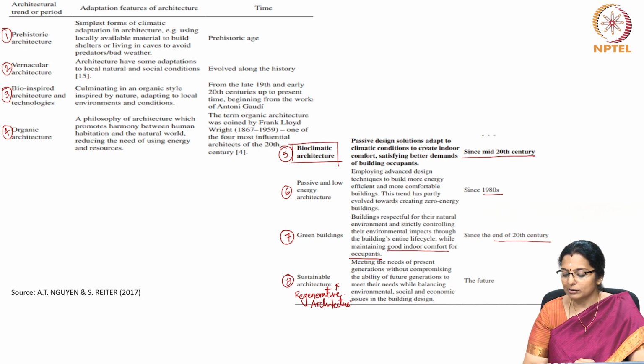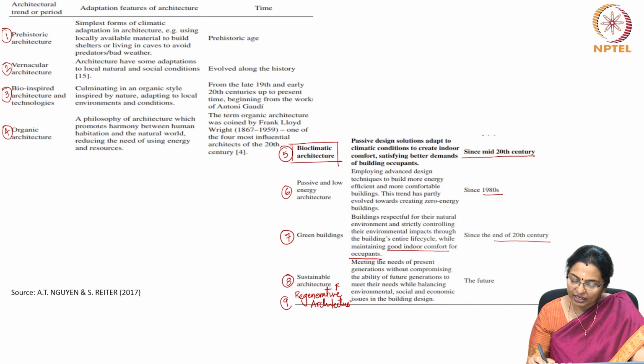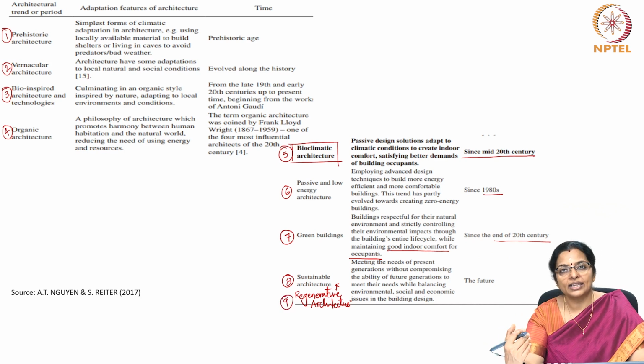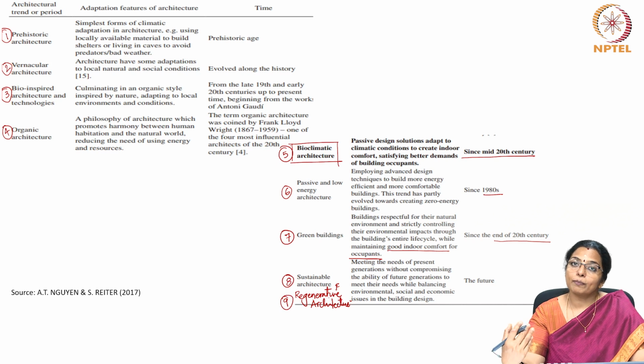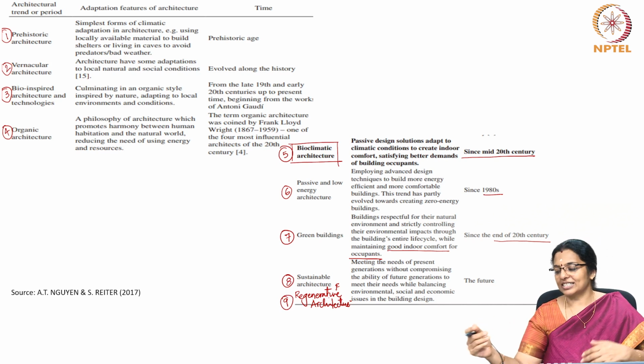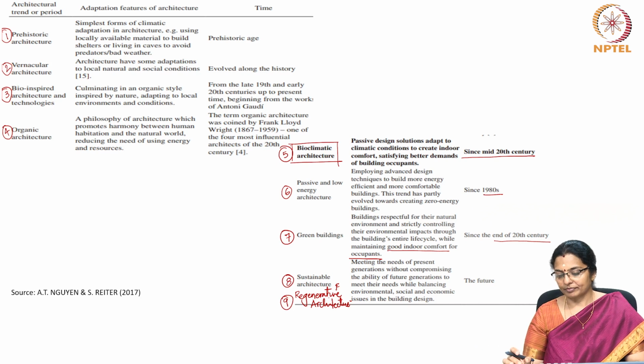Sustainable architecture is meeting the needs of the present generation without compromising the ability of future generations to meet their needs, while balancing the environmental, social and economic issues in the building design. Whereas regenerative architecture talks about giving back more to the environment than what is taken. So, producing energy in excess of the consumption is regenerative architecture.